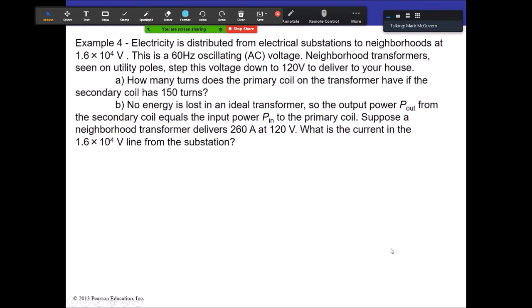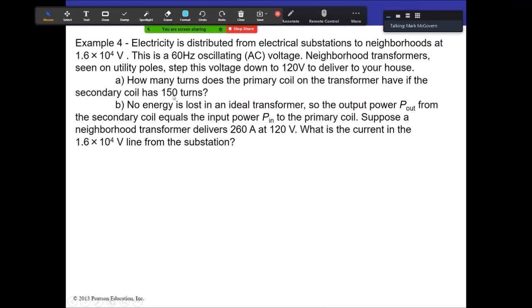So let's do an example of this, actually. In this example, we have electricity distributed from electrical substations to neighborhoods at 1.6 times 10 to the 4 volts. It's not oscillating voltage, which is not really important for this, other than it will ensure that the transformers work, because it only works with AC. You have to have a change, right? If it's just DC, there's no change going on there. You've got to step down the voltage to 120. So how many turns does the primary coil in the transformer have if the secondary coil is 150 turns?